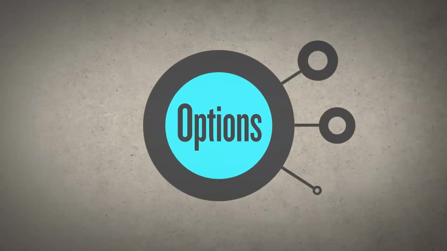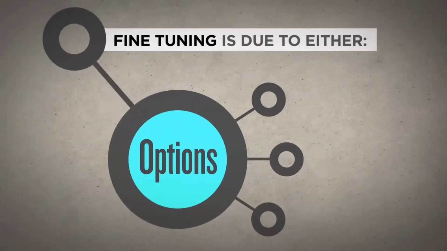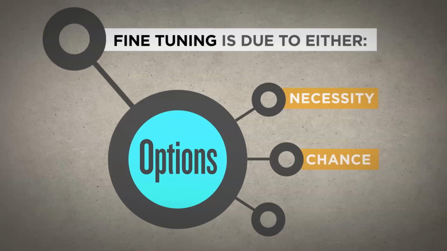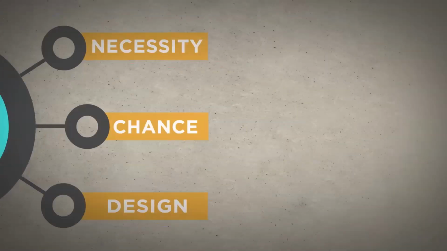What is the best explanation for this astounding phenomenon? There are 3 live options. The fine-tuning of the universe is due to either physical necessity, chance, or design. Which of these options is the most plausible?